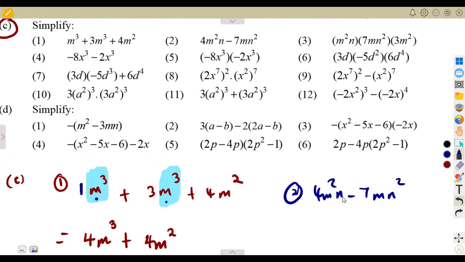Are we able to simplify this? No. This is different. This is m squared. This is m. This is n squared. This is m. So in terms of simplification, there's nothing that we can do there. We do not have anything that can be added or subtracted.